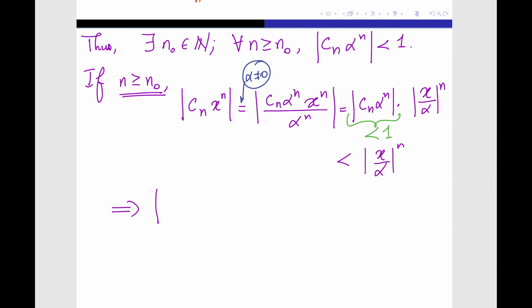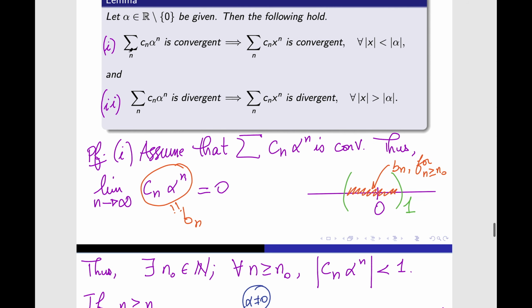So I'm going to write this conclusion. So this term is less than or equal to this term, actually less than this term, for all n greater than or equal to n naught. This is the conclusion we have so far. And now in part 1, what do we have? They're telling us, under this assumption, so everything we've derived so far is under this assumption, take an x so that the absolute value of x is less than the absolute value of alpha, and show me that this is convergent, right? Show me that this is convergent.